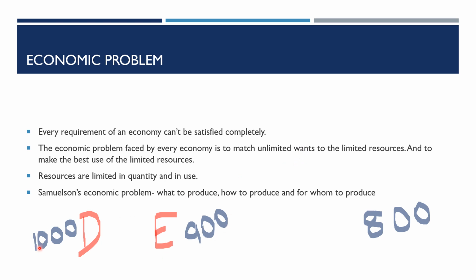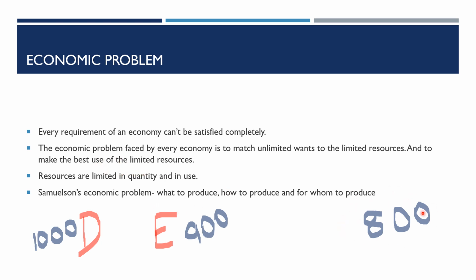So these wants are unlimited in nature, and the resources are limited. The resources are just limited to 800, because that's what the economy is having. It's just having 800 rupees. So these limited resources have to be allocated in such a way that these unlimited wants are met, and we need to make the best use of these limited resources.